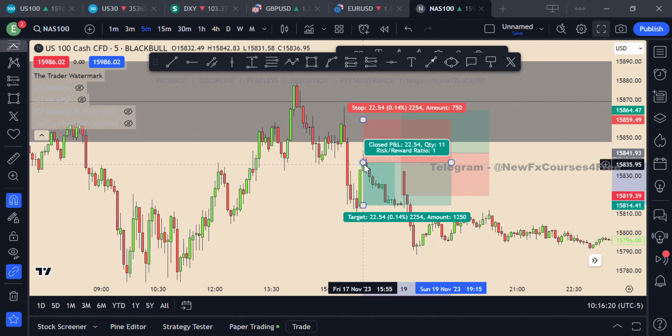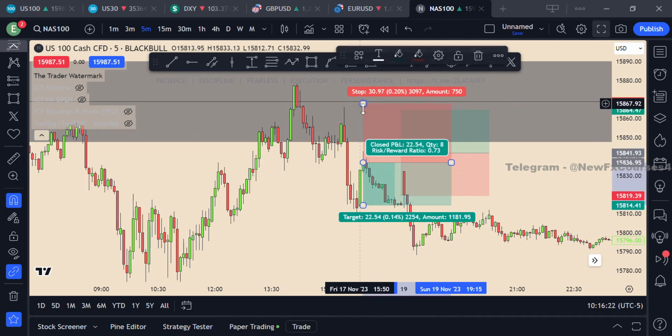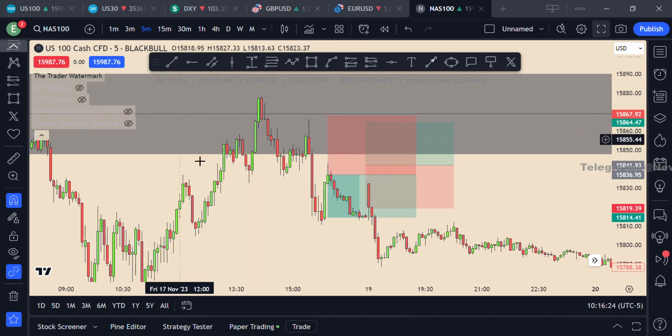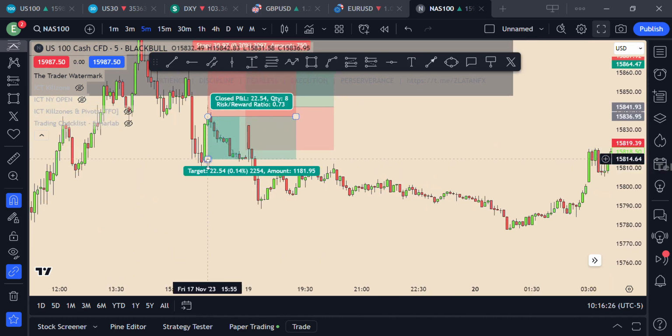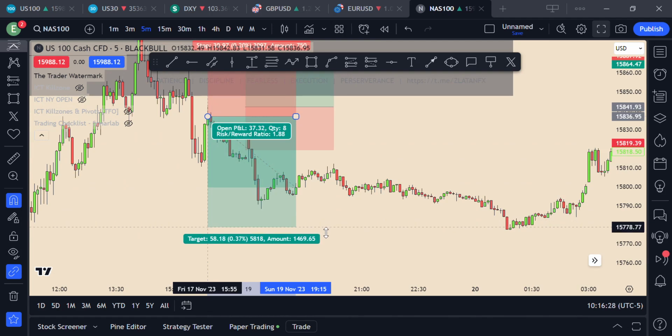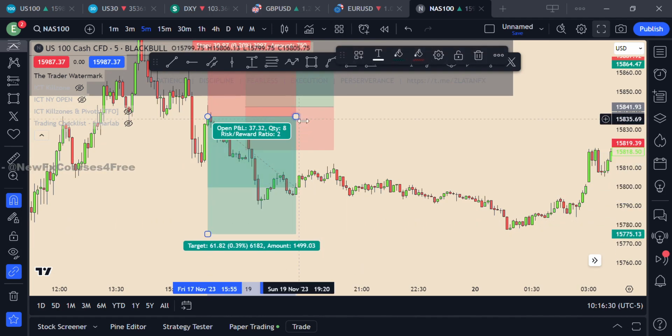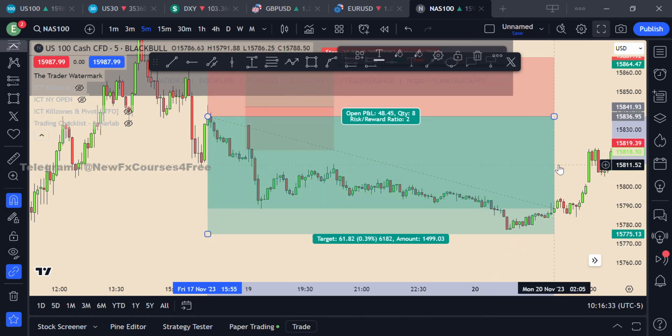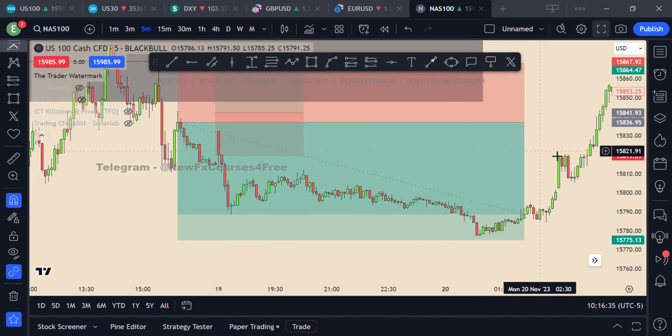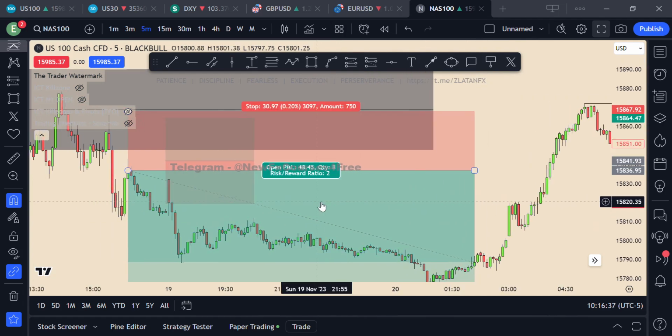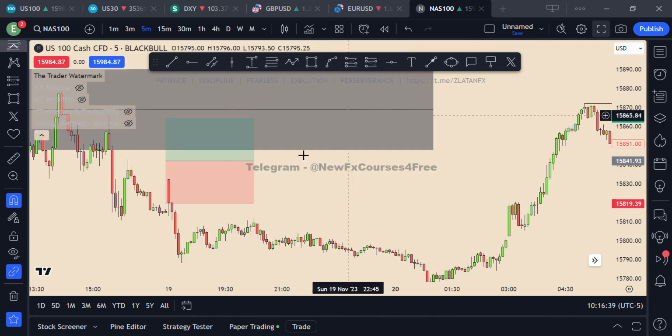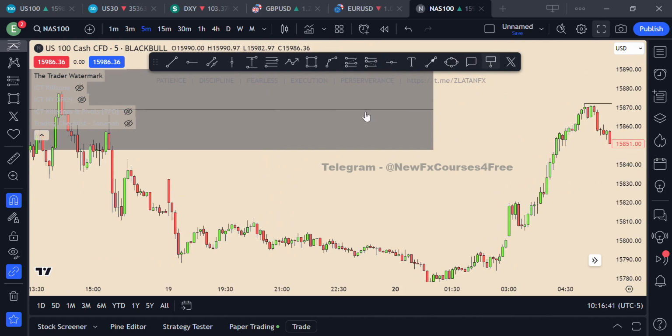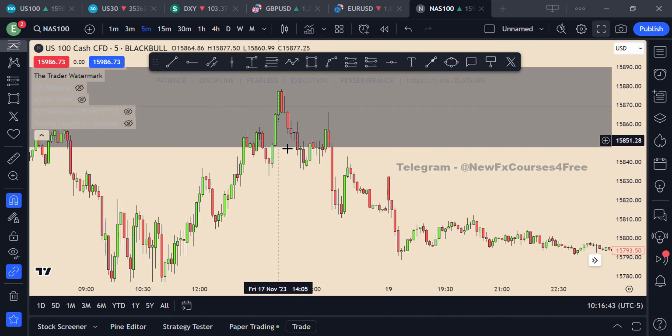You could have entered right here with your stop loss right above there, and you could have targeted a 2R, and I think the market would have given you that, possibly. So close, but that was a good setup, right? So that's that for this method.